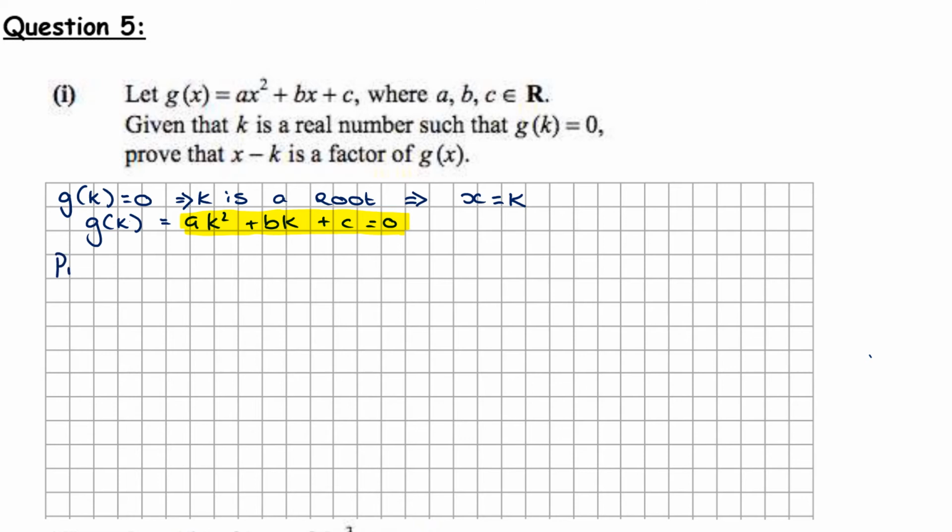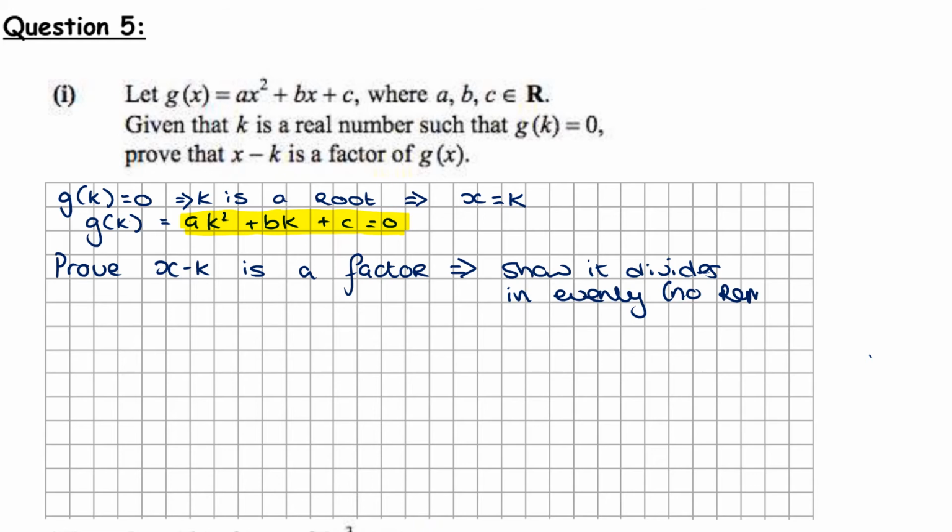If we want to prove that anything is a factor, it's always the same way. We want to show it divides evenly, so that means no remainder. That's going to be the logic we use. So let's have our x minus k, and we're going to divide it into ax squared plus bx plus c.